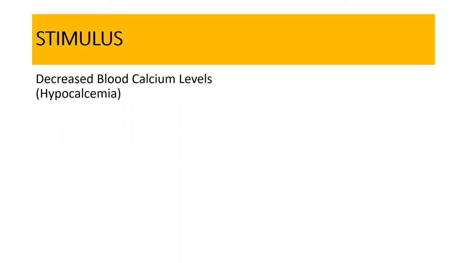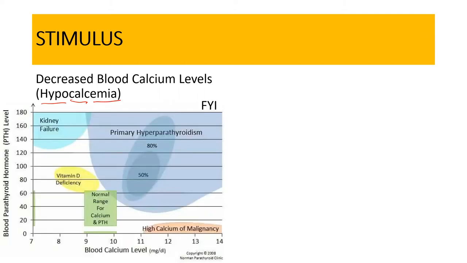The stimulus for the secretion of parathyroid hormone is decreased blood calcium levels, also known as hypocalcemia. Hypo means too little, calc is the root word meaning calcium, and emia means in the blood. Just to give you an idea of the normal range for blood calcium levels: around 9 to 10 milligrams per deciliter in the blood.